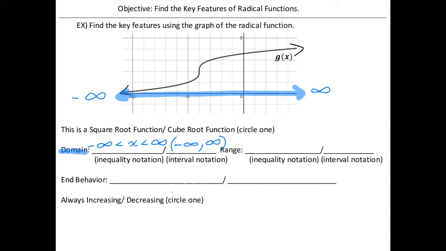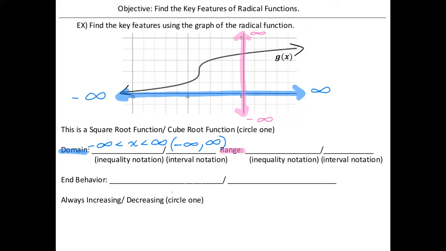Whoops, that was a highlighter. For the range, it's all the y values. Again, there's arrows on both of them, so no restrictions. It's all real values for the range as well, okay? So I'm going to highlight the whole y-axis. And we're going from negative infinity all the way up to positive infinity, okay? All real values for the range.